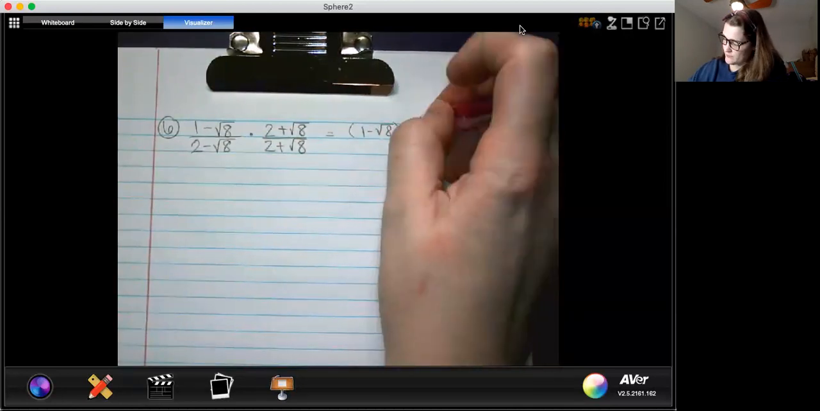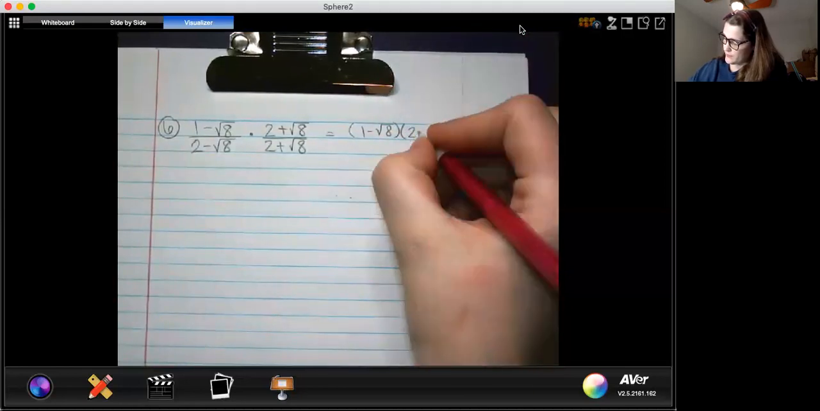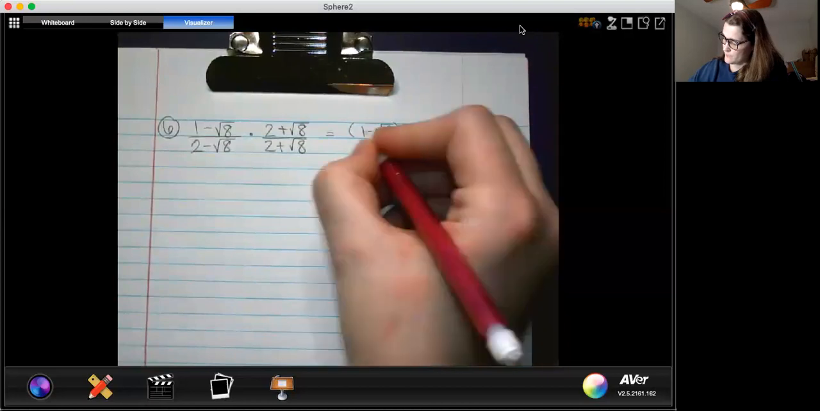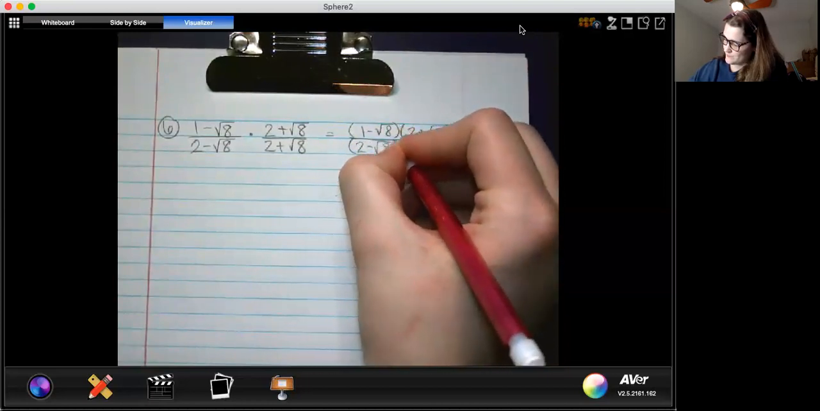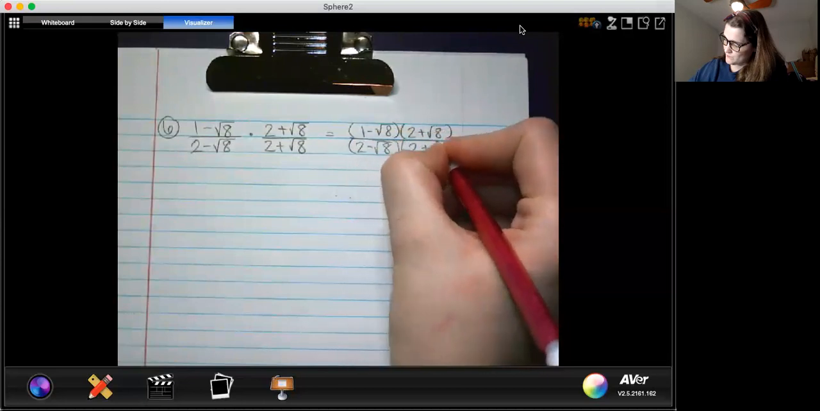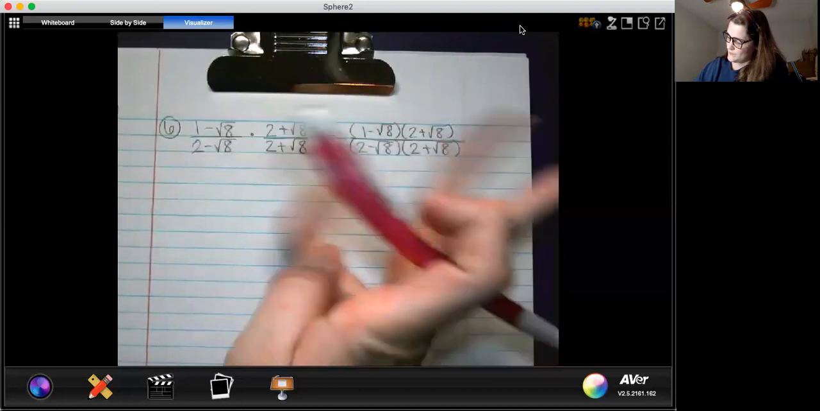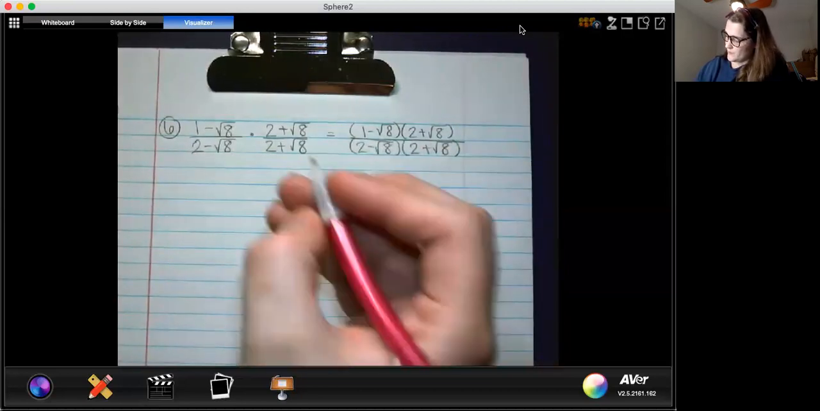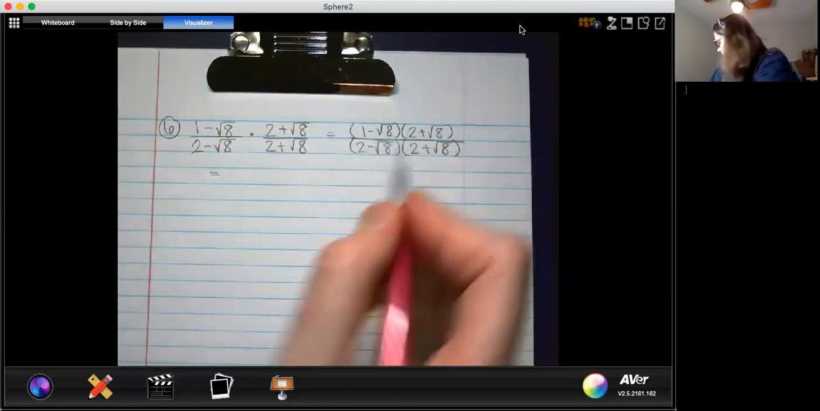Oh, I just messed up there. 2 plus square root of 8. Okay. So in the numerator, 1 times 2.